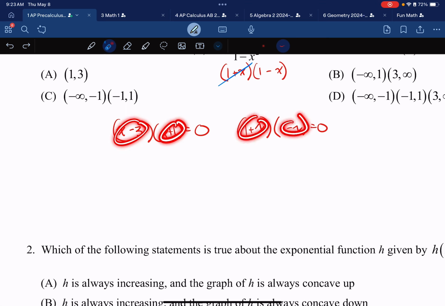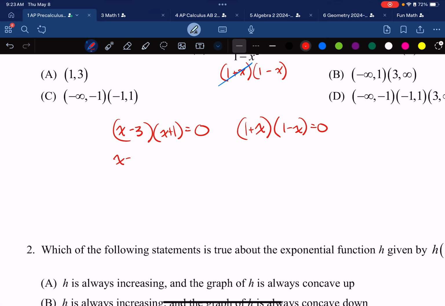Each of these things is set equal to 0, so you can say that x minus 3 could be equal to 0. You can say that x plus 1 is equal to 0. This is x plus 1 again, so I'm not going to solve that one twice. And 1 minus x is set equal to 0, and therefore x is going to be 3, x will be negative 1, and x will be positive 1. So let's make our sign chart.